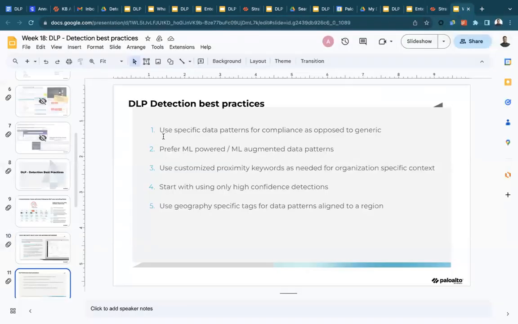So let's just start looking at what we mean by some of the best practices. The first one is about using specific data patterns as opposed to generic.